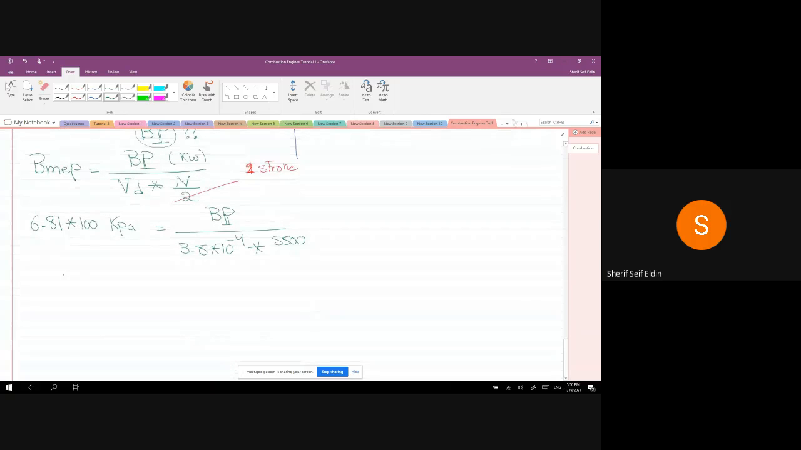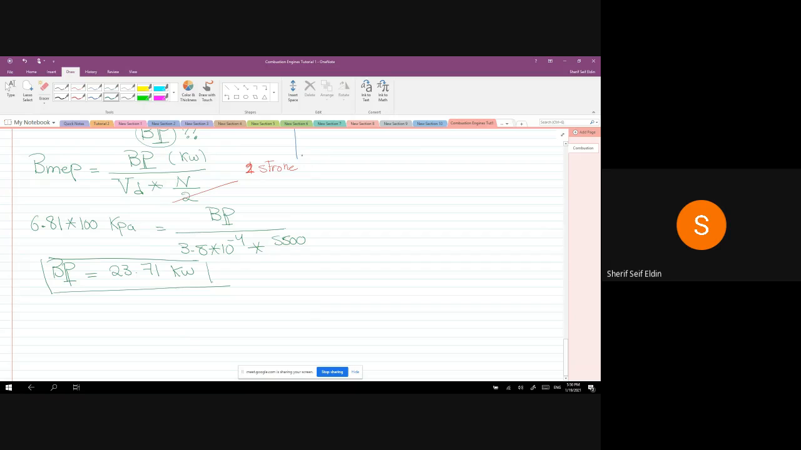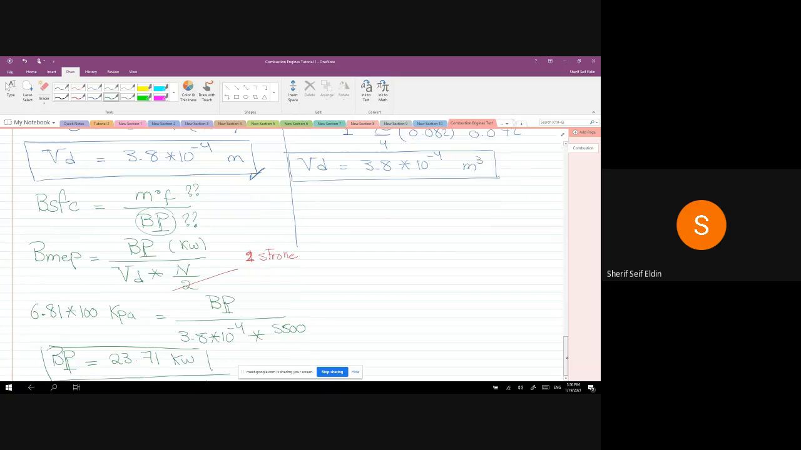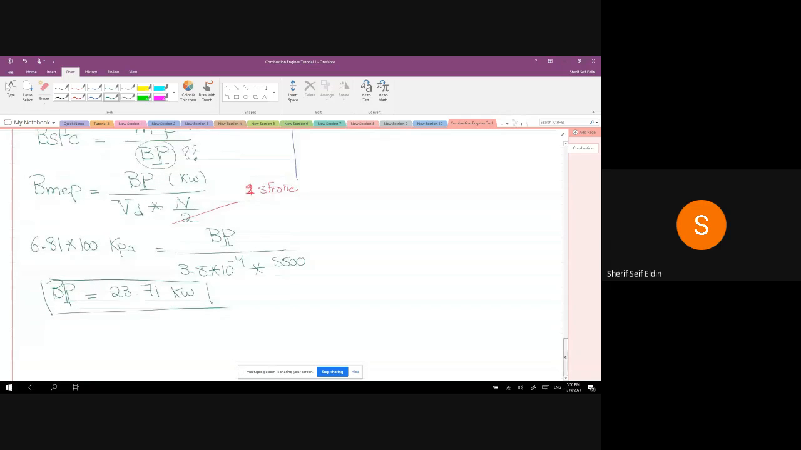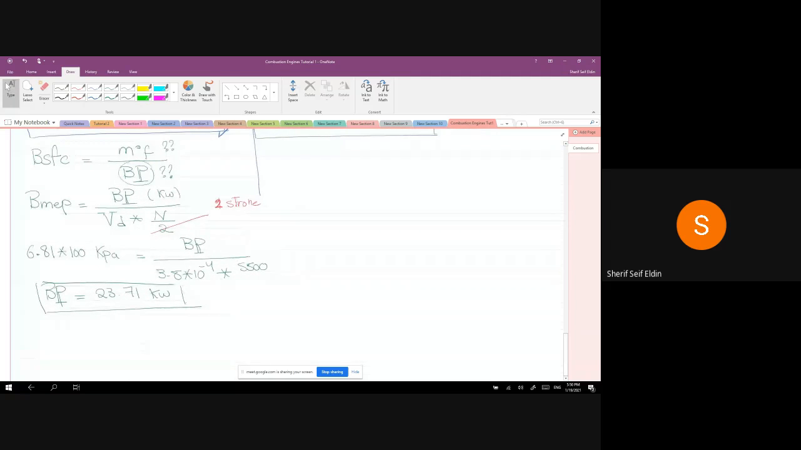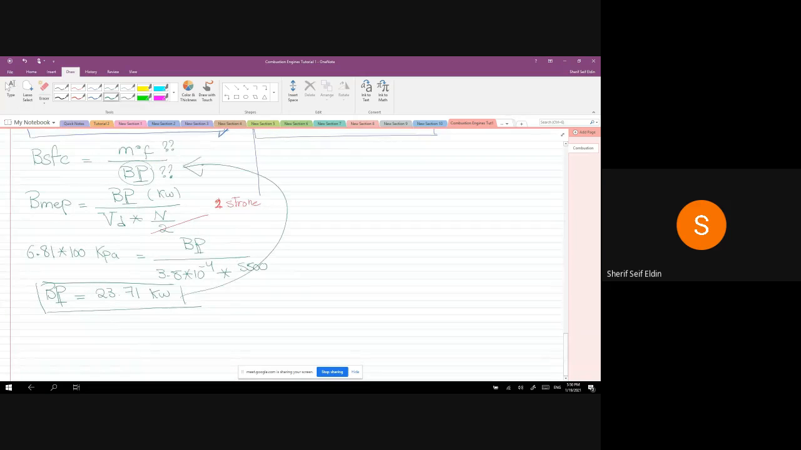All right, sounds good. So the brake power is 23.71 kilowatt. And I can take this brake power and put it over there. Do you think there is anything missing here, guys?